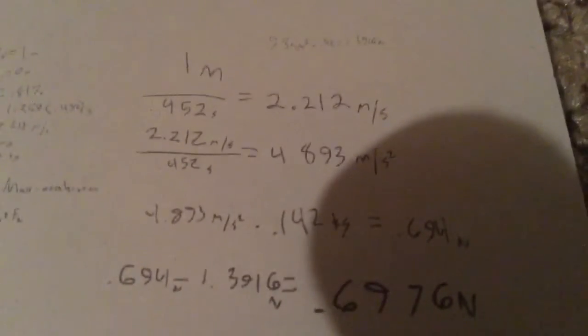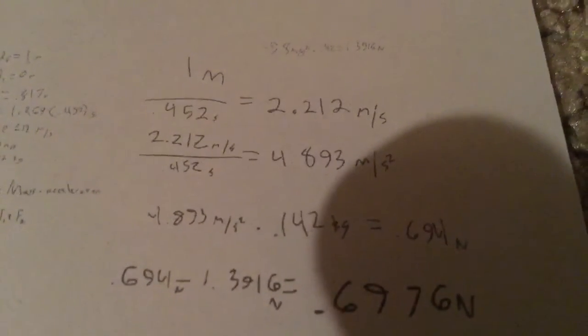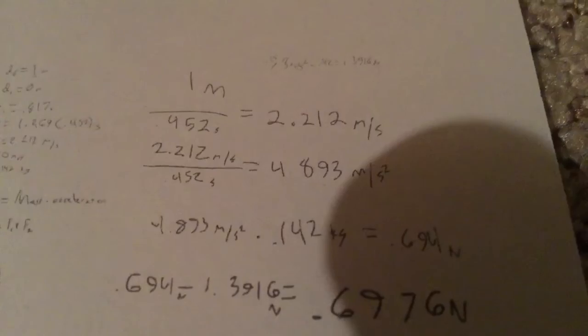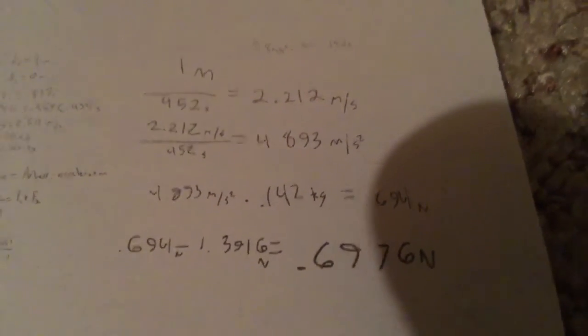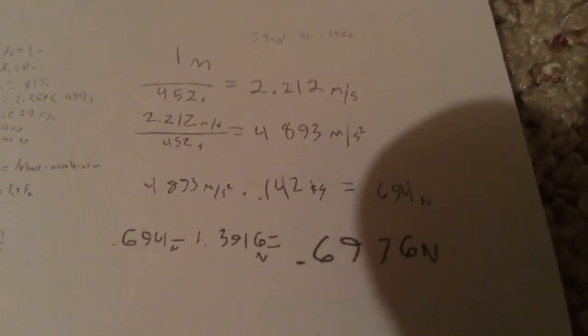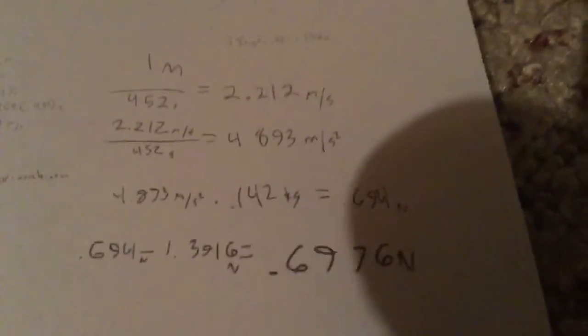Then I did 1 meter over the time to find my velocity. Once I found the velocity, I took the velocity and divided it by the time again to find the acceleration. Once I found the acceleration, I multiplied it by the mass of the ball to find the force, because force equals mass times acceleration, which is how I got the net force.